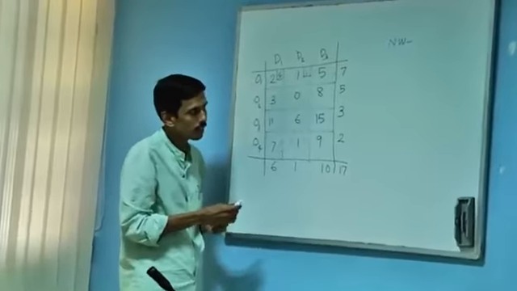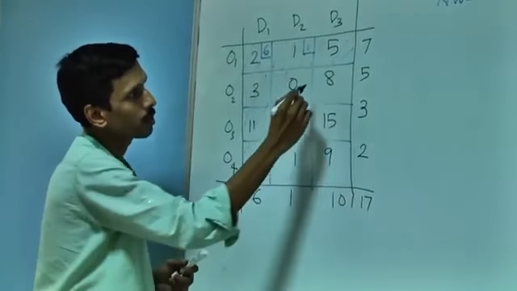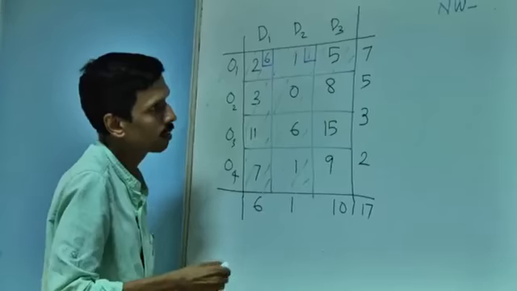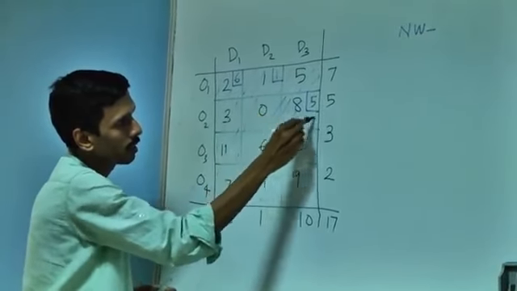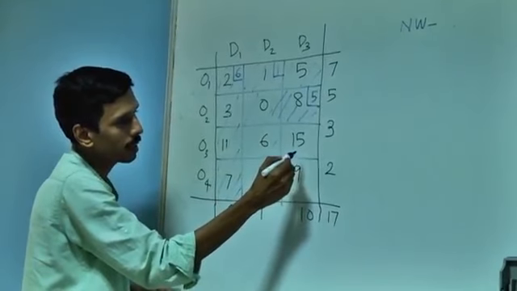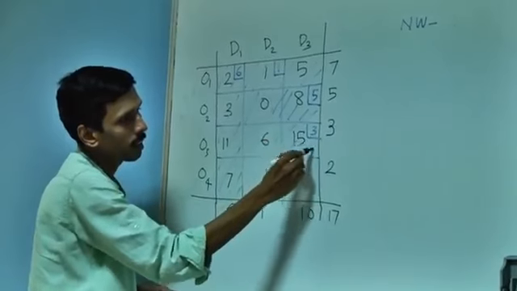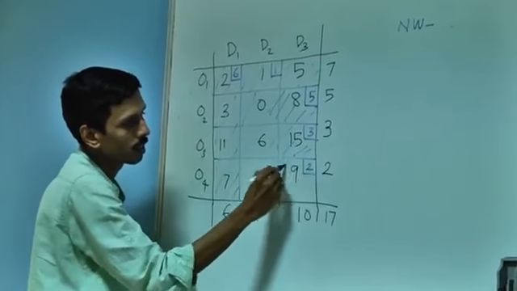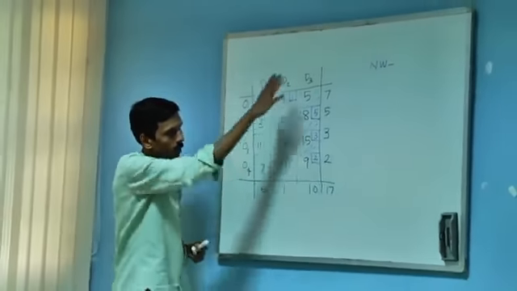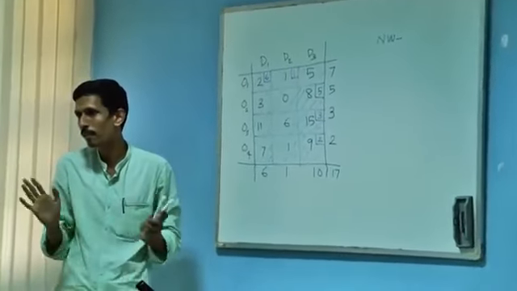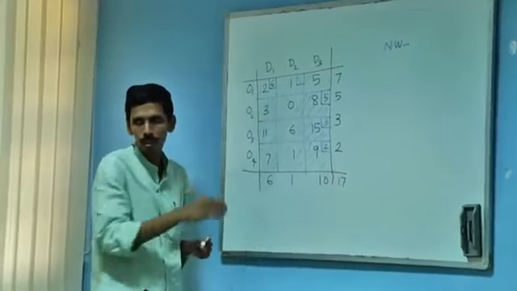Now let us see the northwest corner of the remaining matrix. This is the cell. How much can you allocate there? 5. Okay. This row is exhausted. Then remaining here, how much can you allocate? 3. Right? Then the last cell is 2. All allocations are over. Here 5 plus 3 plus 2 is 10. All requirements and demand are satisfied. This is an initial solution.